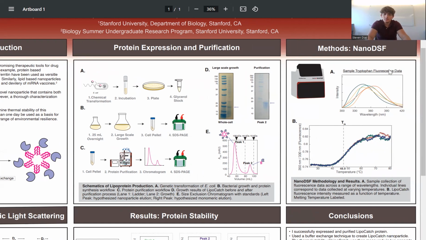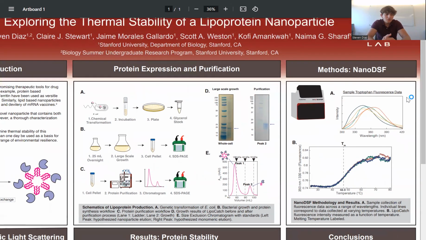Moving to methods. Method 1. My next step was to characterize the thermal stability of lipocatch using the nano-DSF technique. Nano-DSF is based on the intrinsic fluorescence of tryptophan, an amino acid that is sensitive to its local chemical environment and known to be present in our lipoprotein.